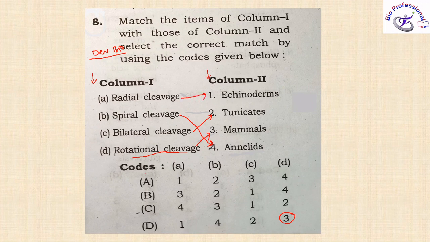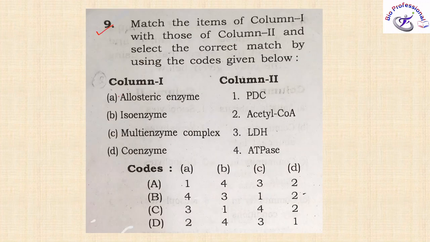Okay, so option D is correct here. Okay, in this question again we have to match column 1 and column 2. Actually, these are the properties of enzymes, and you have to match which is the correct option for this. Allosteric enzyme will be this 4, ATPase.